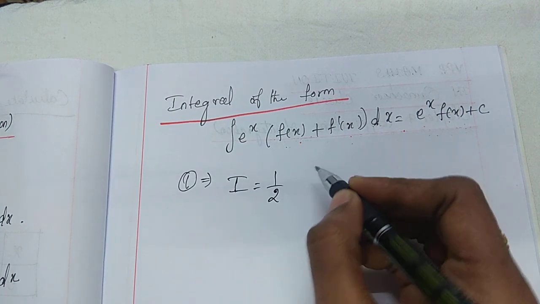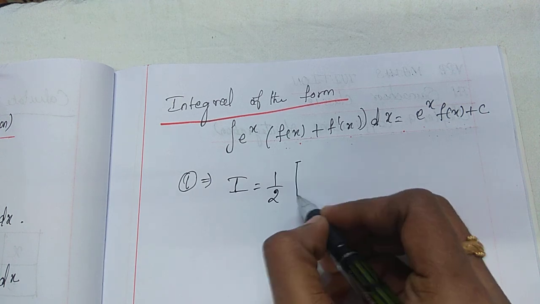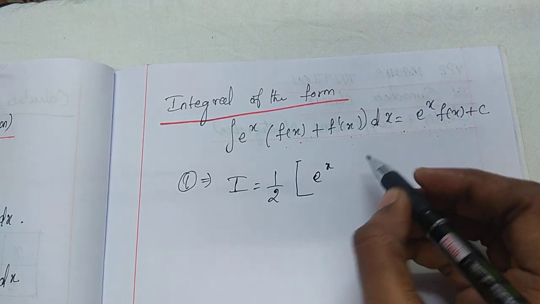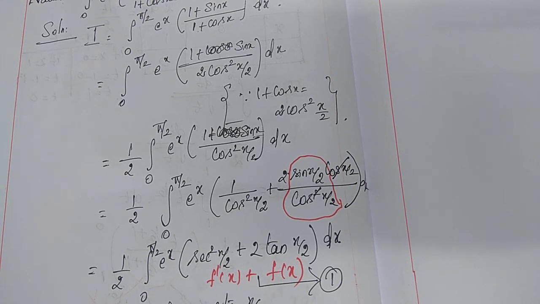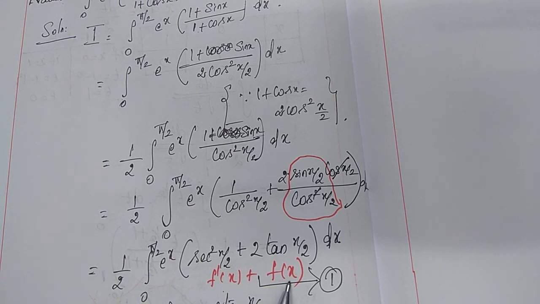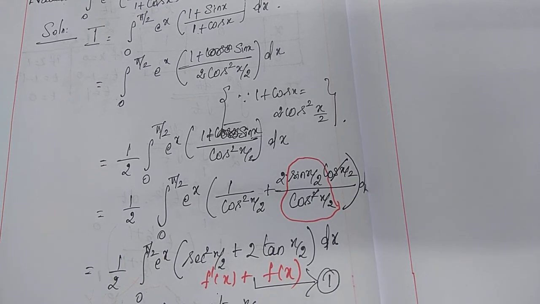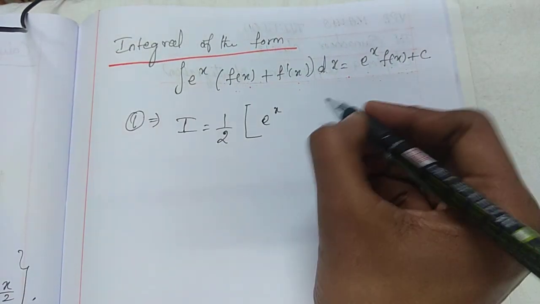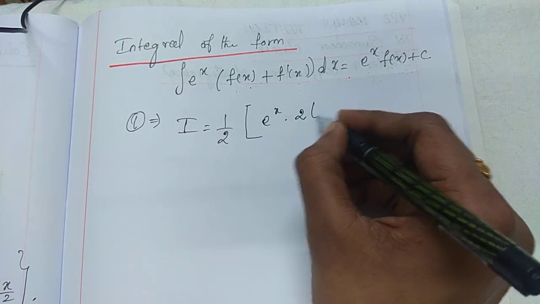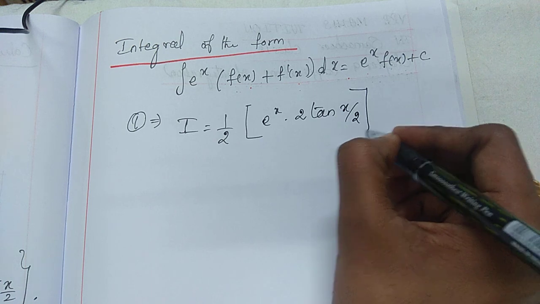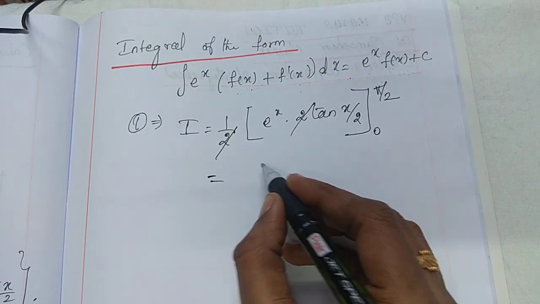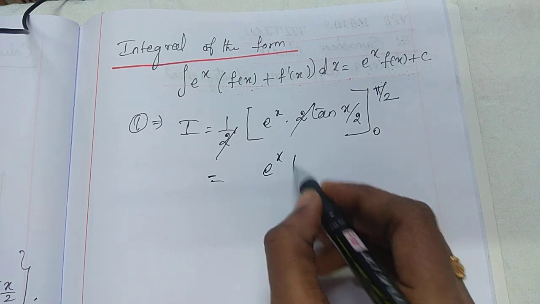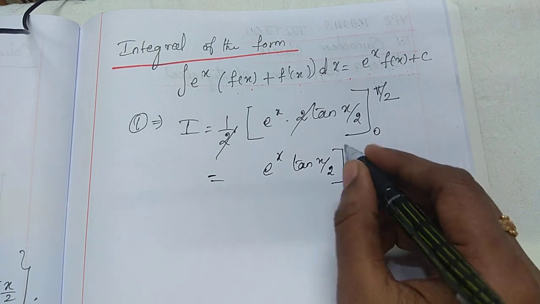our I is equal to 1 by 2 e power x f of x. Equation number 1 is the integral from 0 to pi by 2 of e power x, f of x plus f dash of x, dx, which gives e power x f of x. Our f of x is 2 tan x by 2. Therefore, I is equal to 1 by 2 e power x, 2 tan x by 2, with the limits 0 to pi by 2. The 2 and 2 get cancelled. Therefore, e power x tan x by 2, with the limits 0 to pi by 2.